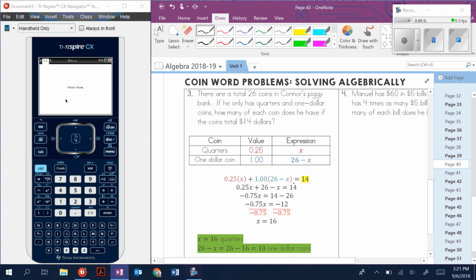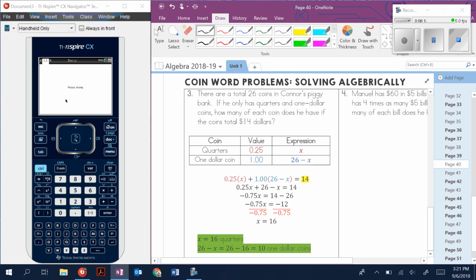Setting up the equation the exact same way, I'll spare you all the details of the solving. We get x equals 16. So this is what I was talking about before to figure out how many $1 coins: 26 minus 16 is 10. 16 plus 10 should be 26. It is. We're happy.